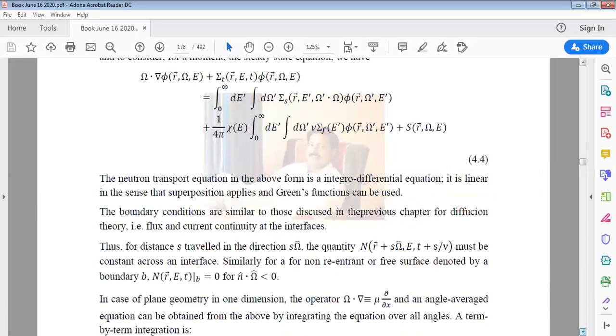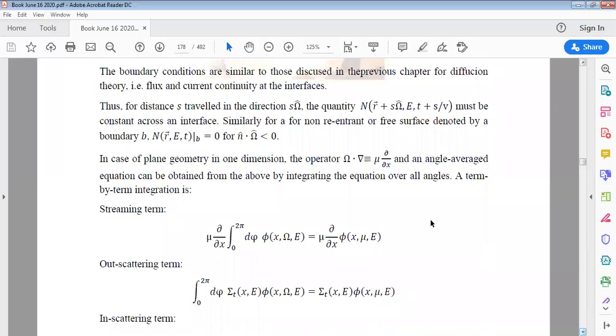Now, it's an equation, which means that it must have boundary conditions. The boundary conditions and the interface conditions are very similar to what I took you through for the diffusion equation. So they've got to be flux and current continuity, because things cannot just disappear. If a neutron goes out of an interface, it must come out of the interface on the other side. If it doesn't, then there's something wrong with your modeling, and of course your results will be totally unrealistic.